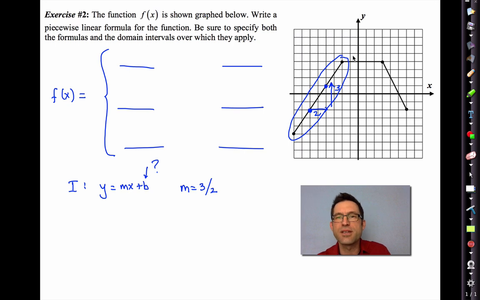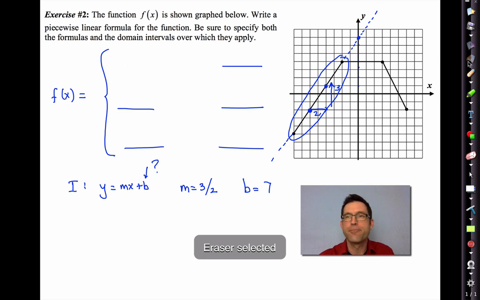Now the weird thing is it doesn't strike the y-axis, but if the line was extended forever, it would. And it would hit the y-axis at 1, 2, 3, 4, 5, 6, 7. So that's b. So that first formula is 3/2 x plus 7.